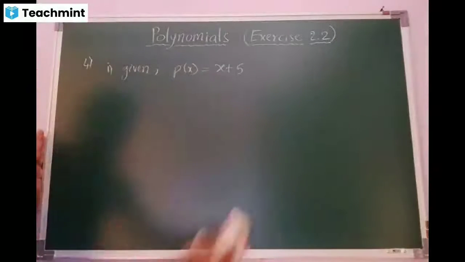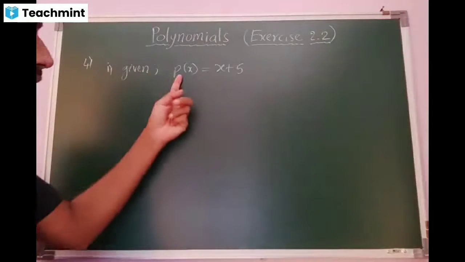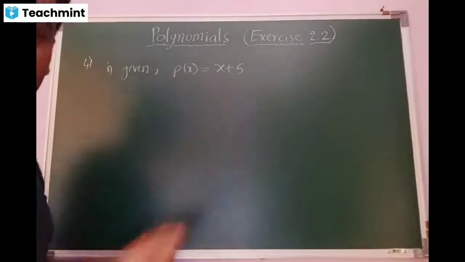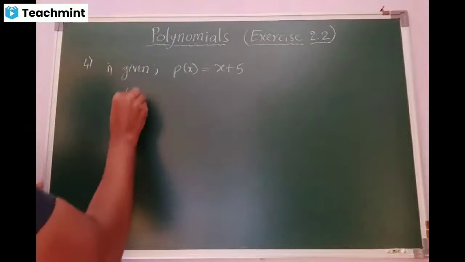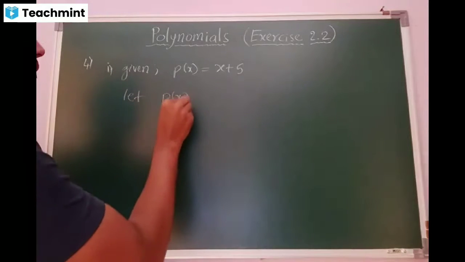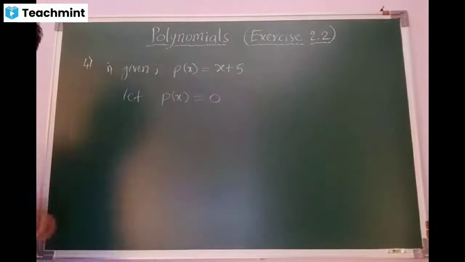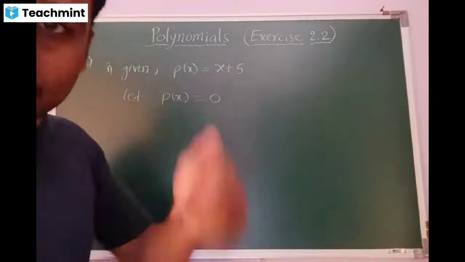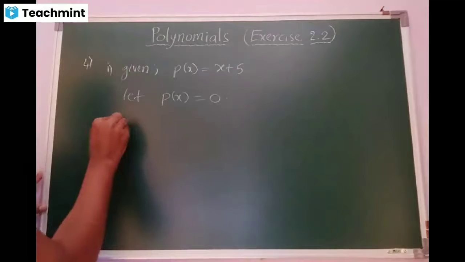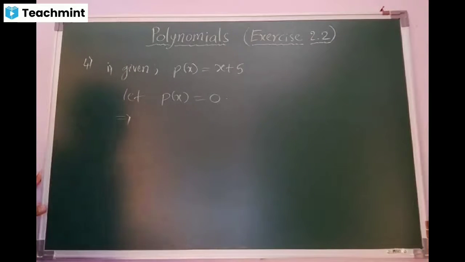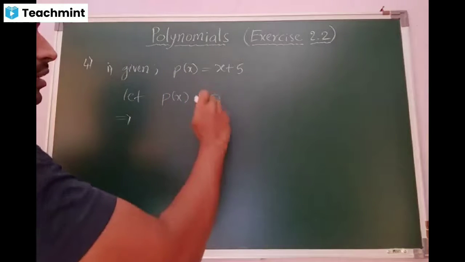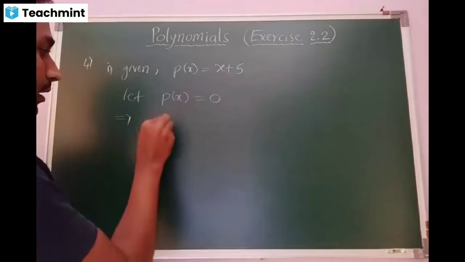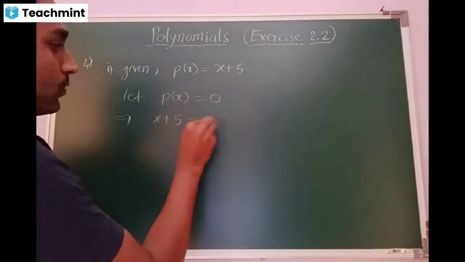Yes, sir. Okay, beta. What is the method? First, we will take the given polynomial p of x is equal to x plus 5. We will assume let p of x is equal to 0. What does it mean? I'm taking the polynomial, I'm equating it to 0. Is that clear? Yes, sir. It implies when p of x is 0, this polynomial x plus 5 is equal to 0.